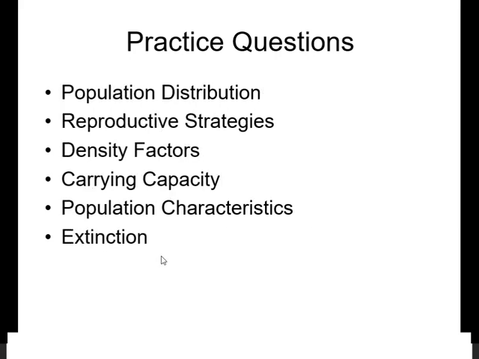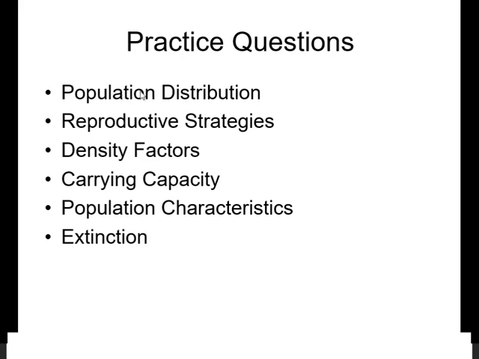Let's do just a little bit of review. For population distribution, you just need to know the characteristics of uniform versus random versus clump distribution. It will describe one of those distributions, and you'll say, oh, that's a clump distribution. Or it'll say which of the following is not a characteristic of a clump distribution, in which case you'd be looking for the one that describes the uniform distribution or the random distribution.